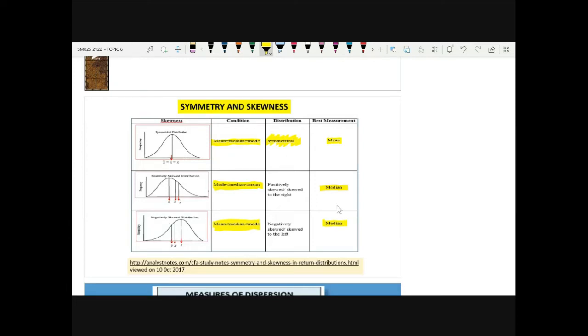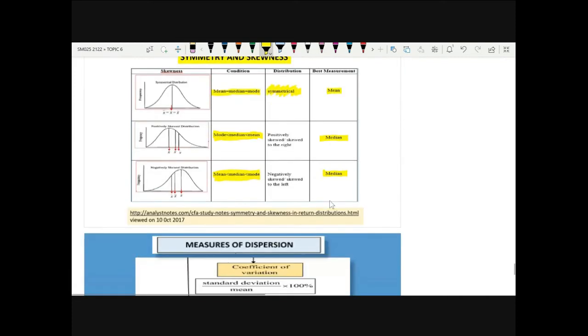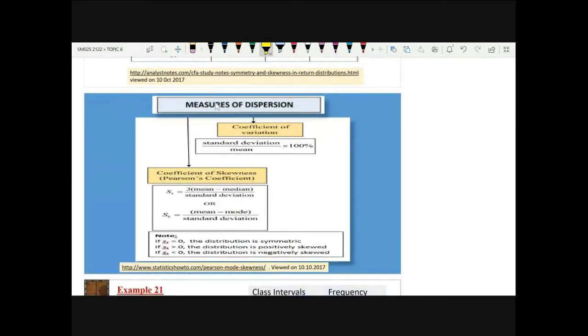Okay, so how do we find the distribution? How do we comment? Okay, so this is the formula for Pearson coefficient. Pearson coefficient of skewness formula, we have two different formulas, depends on the situation. So first one would be 3 times mean minus median over standard deviation, or the second one would be mean minus mode over standard deviation. You can use either one, depends on what you have found before.